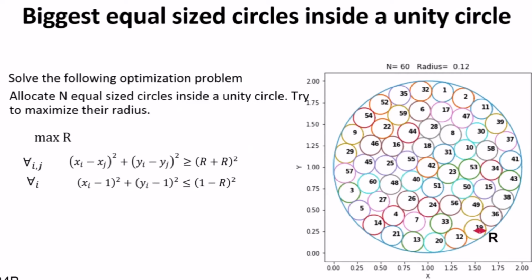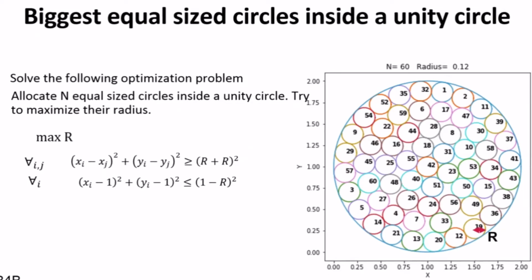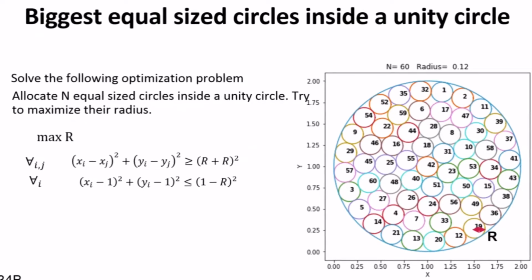In this example, we have n equal-size circles, and the radius of these circles is unknown. We want to find the biggest value of r that we can have. We are about to allocate n equal-sized circles inside the unit circle, and we want to find out the maximum radius of these equally sized circles. The big circle has a radius equal to 1.